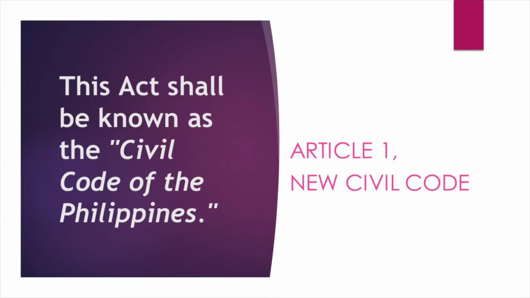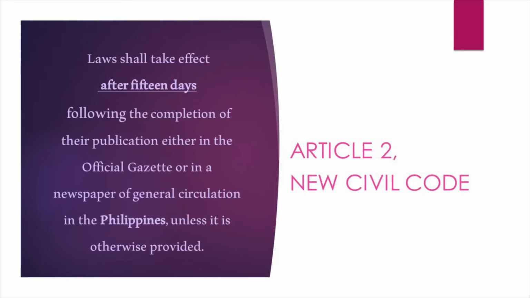So let's start. Article 1 provides that this act shall be known as the Civil Code of the Philippines. I think this doesn't have to be explained because this only tells us the name or the title of the code, which is the Civil Code of the Philippines. Now we go to Article 2. This actually says that laws shall take effect after 15 days following the completion of their publication either in the Official Gazette or in a newspaper of general circulation, unless it is otherwise provided.